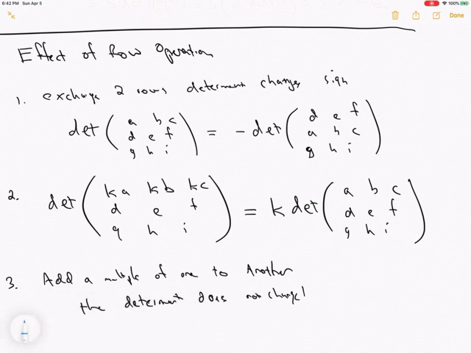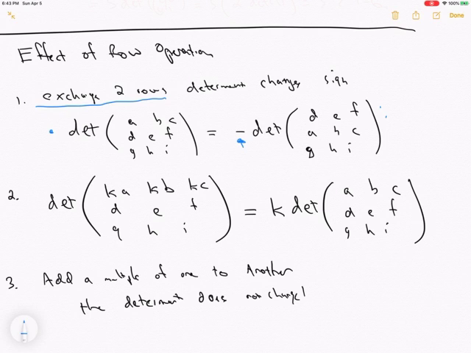So there are 3 elementary row operations, and I'm just illustrating them here. The first elementary row operation is if you exchange 2 rows. If you exchange 2 rows, then the determinant changes sign. So anytime you exchange 2 rows, you have to throw a negative into the determinant. For example, in this example here, I exchanged the first 2 rows, and so the determinant changes by a sign.